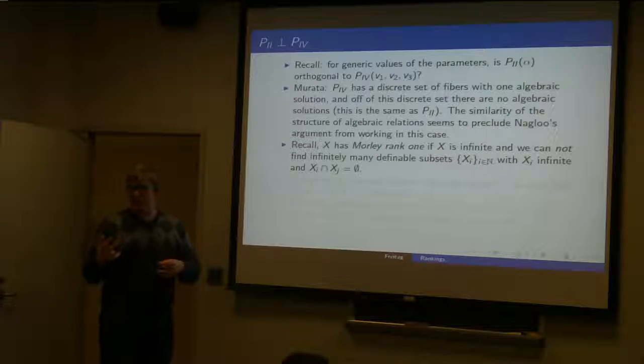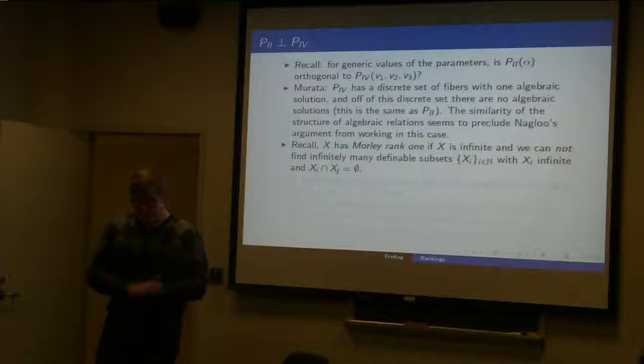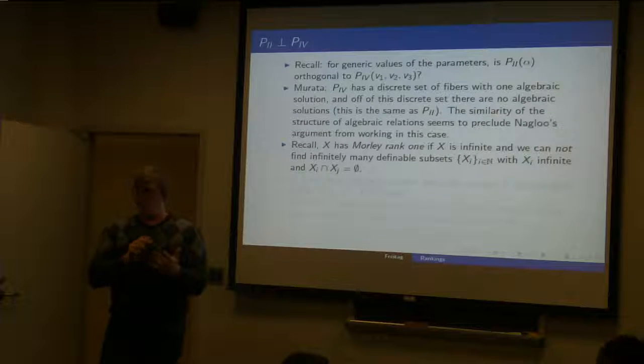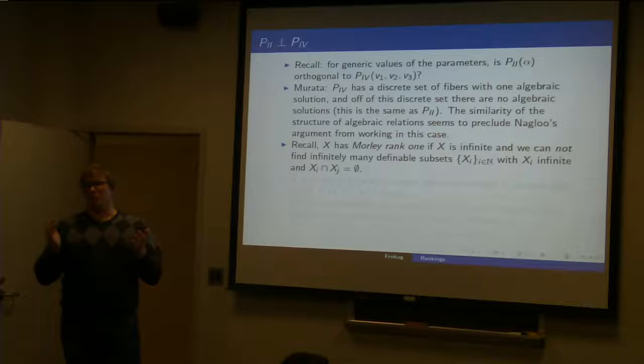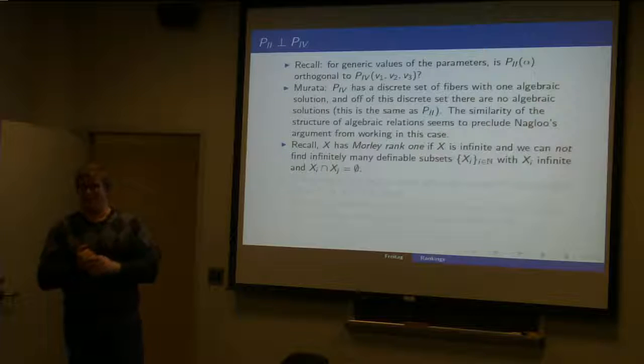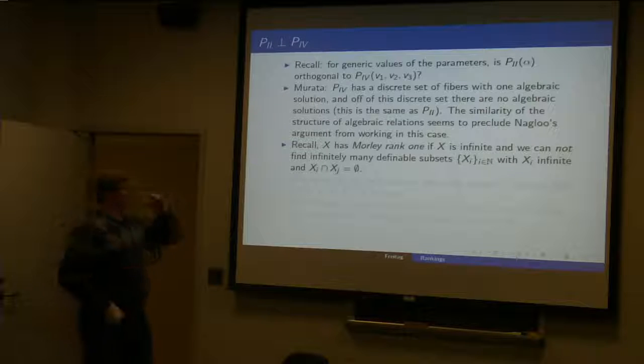All of the sets we are dealing with are Morley rank 1 sets. That means, just to be clear for people not involved in model theory so much, this differential variety is Morley rank 1 if the only differential subvarieties are either the whole thing or a finite collection of points. That's what Morley rank 1 means. That's what strongly minimal means.